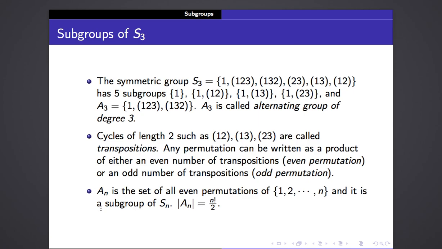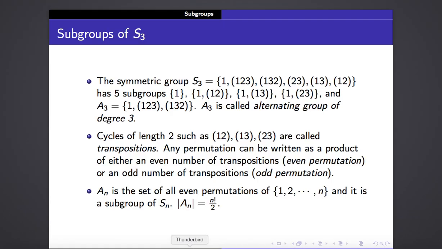Okay, the set of all even permutations forms a subgroup of S sub n, the symmetric group S sub n. So, like I said earlier, there are exactly the same number of even permutations and odd permutations. So, the order of A sub n is exactly n factorial over 2, because we know the order of S sub n is n factorial.